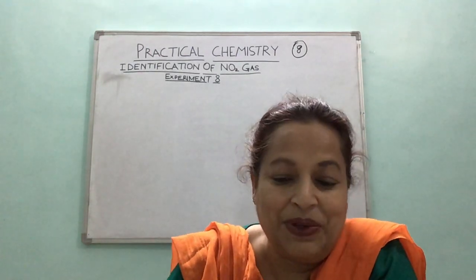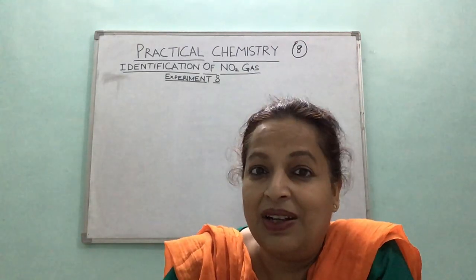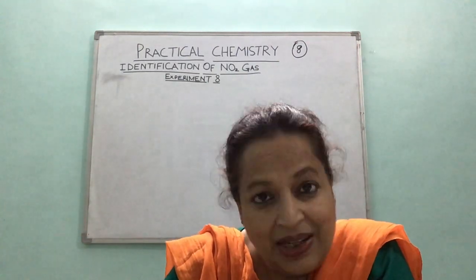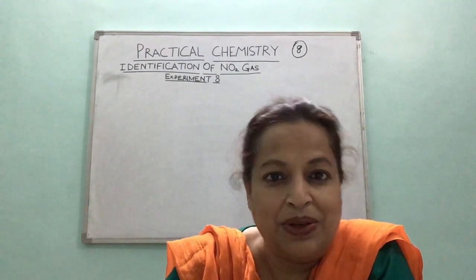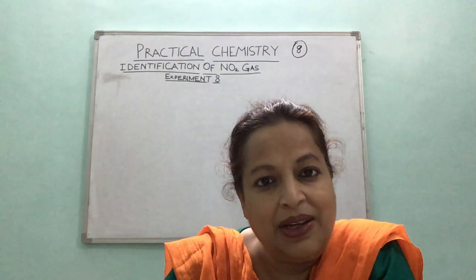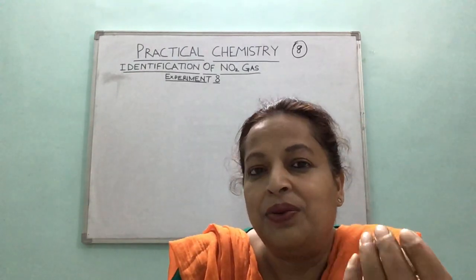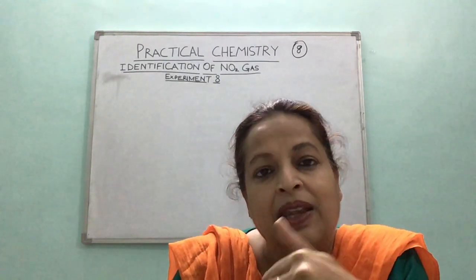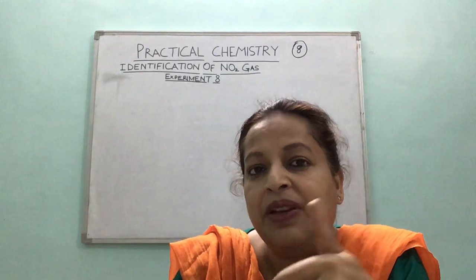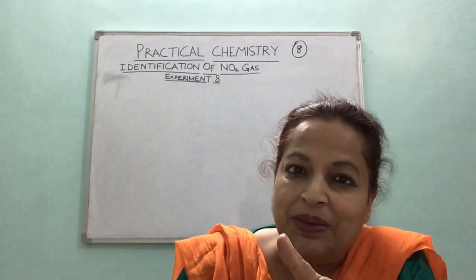Now, oxygen is a supporter of combustion and NO2 is a non-supporter of combustion. But still, oxygen is there, so it would not show a very good test for non-supporter of combustion. So that is why we'll just write the property that NO2 is non-combustible and a non-supporter of combustion. So in any experiment when only NO2 is formed, then you can easily show non-supporter of combustion.